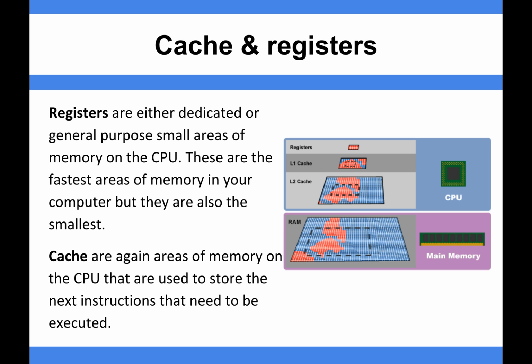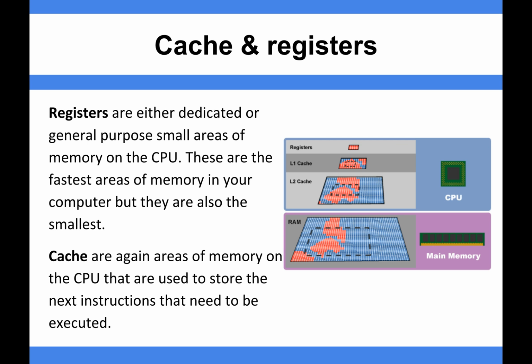Okay, so the term cache and registers. We've started to look at registers in other videos about CPU components, and when you've watched the fetch execute video, registers are either general purpose or dedicated registers, but they're small, tiny bits of memory on the CPU. So cache and registers are all types of memory.